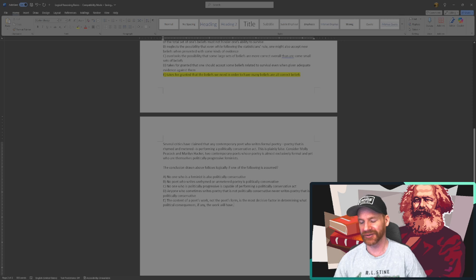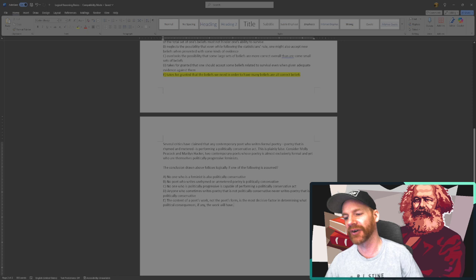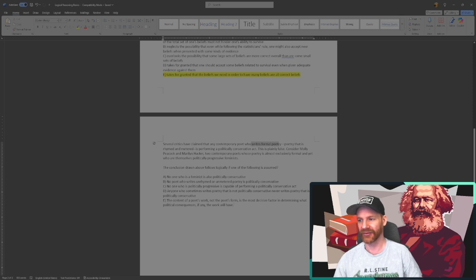Even though this is a correct logical statement, the conclusion drawn above follows logically if one of the following is assumed. So we'll have to go back and read the prompt, right? So several critics have claimed that any contemporary poet who writes formal poetry, poetry that is rhymed and metered, is performing a politically conservative act. The act of writing formal poetry, right, is the political act.